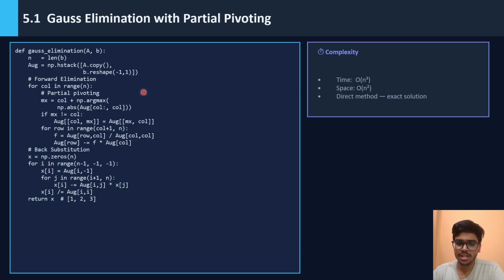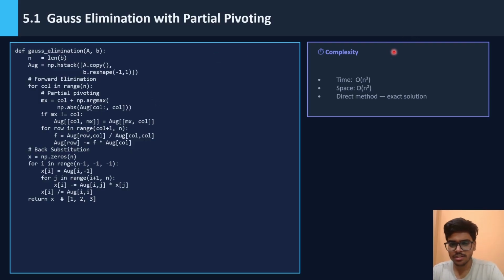In the code, first the coefficient matrix A and vector B are combined into an augmented matrix. Then forward elimination is performed to convert the matrix into upper triangular form. Partial pivoting is used to swap rows whenever a larger pivot element is needed for numerical stability. After elimination, back substitution is used to calculate the unknown values of variables from bottom to top.